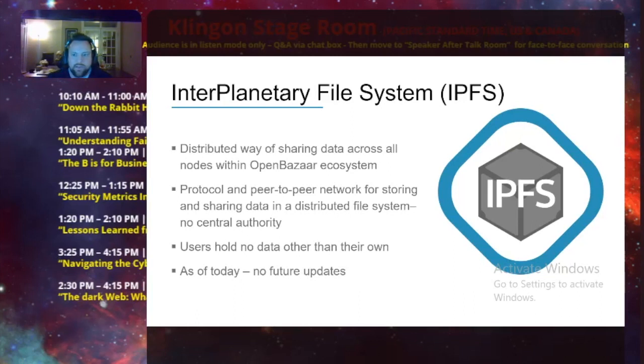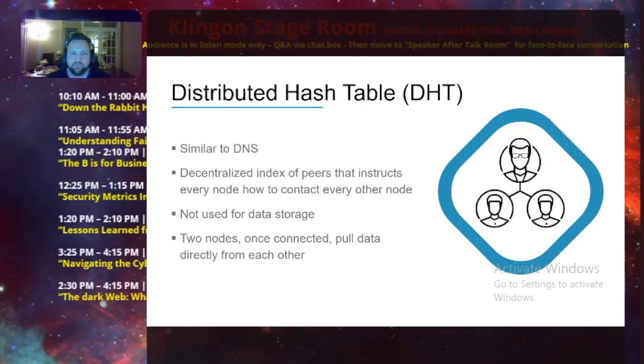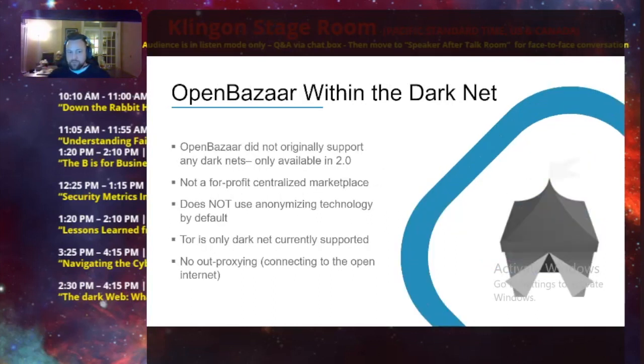Okay, so users hold no data as of today, no updates. We talked about that distributed hash table, so similar to DNS. The big thing here is two nodes, once connected, pull data directly from each other. So that means that if you are not using Tor, when you are connecting to another peer within OpenBazaar, you can see network traffic, you can see network logs, you would expose your IP address.